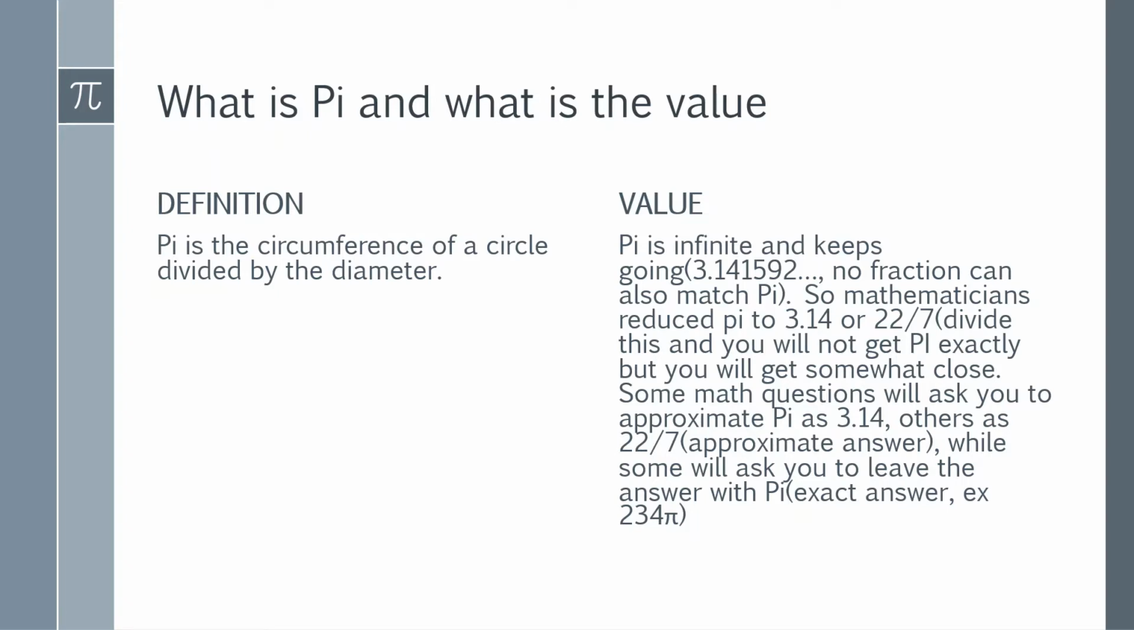So math questions will ask you to either approximate pi as 3.14 or 22/7, which we consider the approximate answer, while some will ask you to leave the answer with pi, which is the exact answer. An example is just 234 pi as your answer.